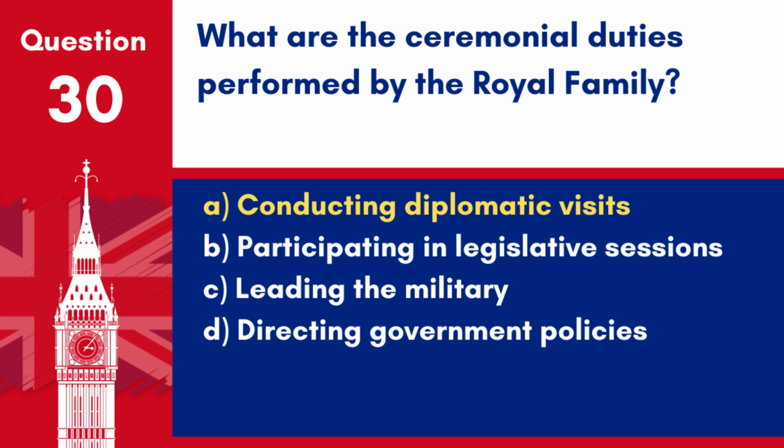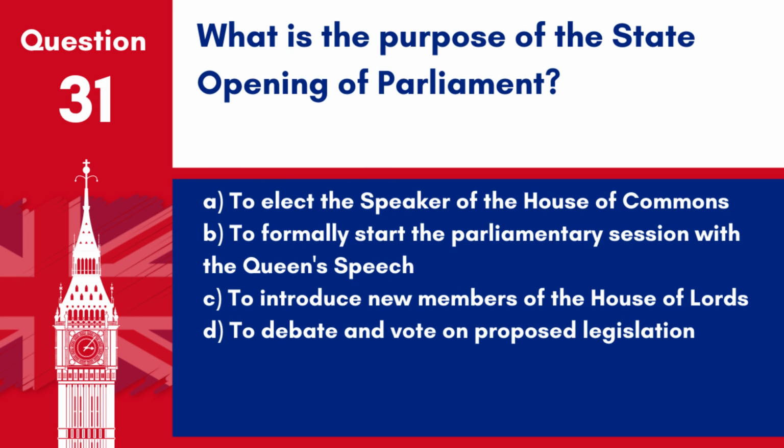Answer A. Conducting diplomatic visits. One of the primary ceremonial duties performed by the royal family is conducting diplomatic visits, which help maintain and strengthen international relations. Question 31. What is the purpose of the state opening of Parliament? A. To elect the Speaker of the House of Commons. B. To formally start the parliamentary session with the Queen's speech. C. To introduce new members of the House of Lords. D. To debate and vote on proposed legislation.